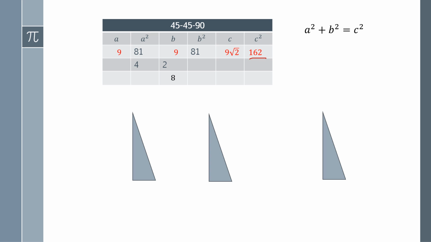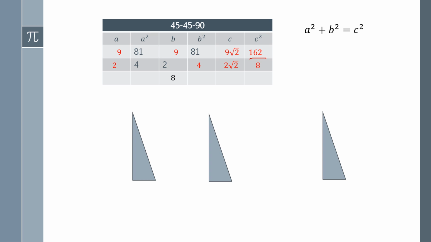So we know that A is going to be 2 because B is 2 and both legs are the same. So that means that B is going to be 4 and C is going to be 8 because 4 plus 4 is 8. But we square root both sides, square root 8 is going to be 2 with the square root of 2.